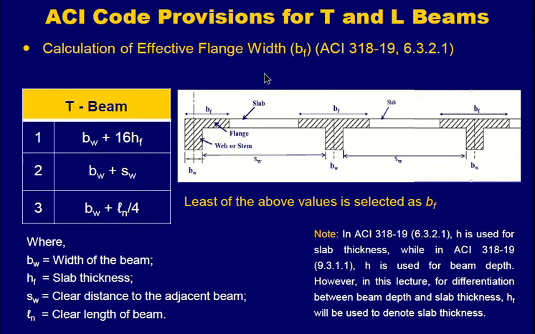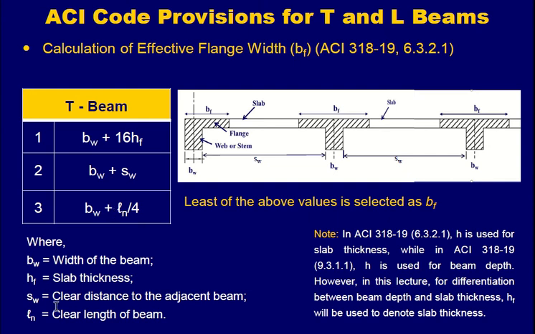Calculation of effective flange width, as I referred you to ACI Table 6.3.2.1 on previous slide. So it says that for T beams, number one, the effective flange width BF is equal to BW plus 16 into HF. Now you know the HF is the height of the flange or the slab depth. Number two, BW plus SW. You know SW, it is a clear distance between webs of the beams. Okay, and third one is BW plus Ln divided by 4. You know BW, okay? This is the web width or width of the beam, actual beam.